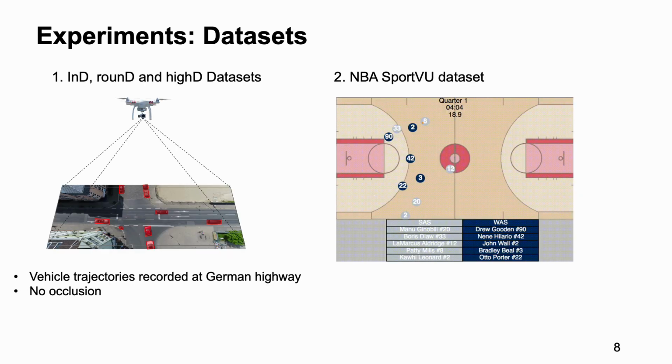We conduct experiments on the inD, rounD, highD traffic datasets and the NBA SportVU dataset. We compare our method with previous methods. The traffic datasets record vehicle trajectories at German highways by drones. The NBA dataset consists of player and ball trajectories.